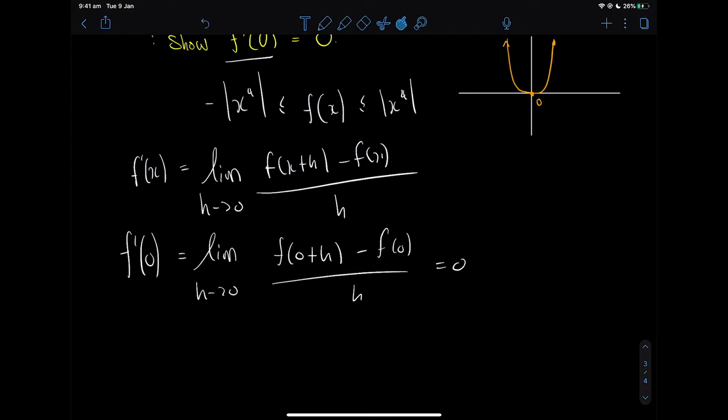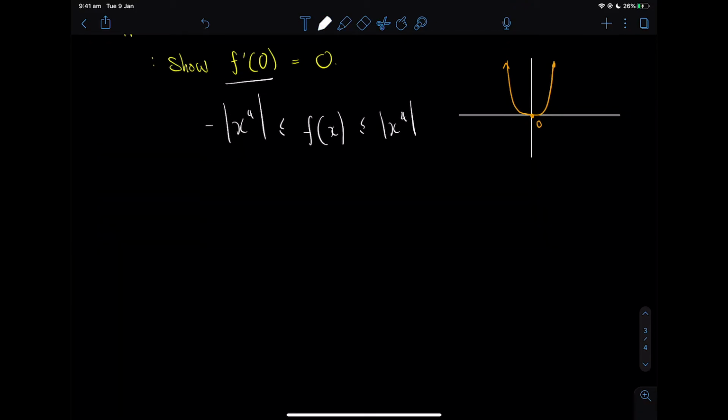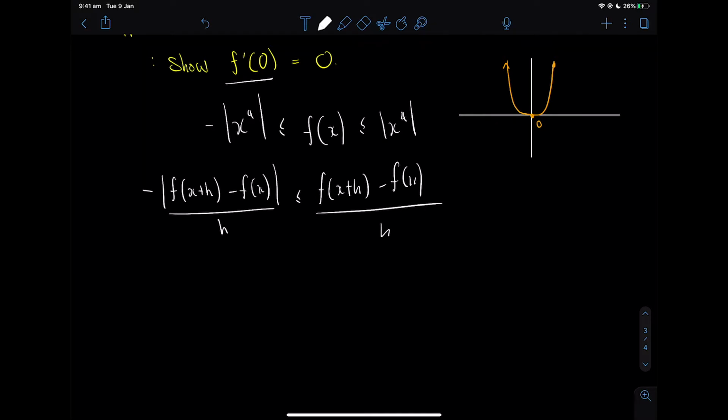Cool. So the way we're going to go about this, we're going to apply this derivative operator to both sides of this inequality. So minus the absolute value of f of x plus h minus f of x, all over h, is less than or equal to f of x plus h minus f of x all over h, is less than or equal to the absolute value of f of x plus h minus f of x all on h.